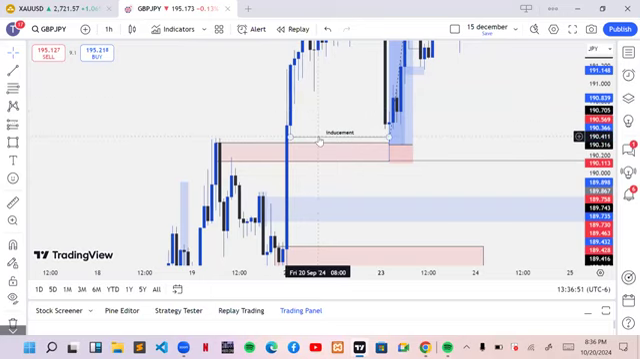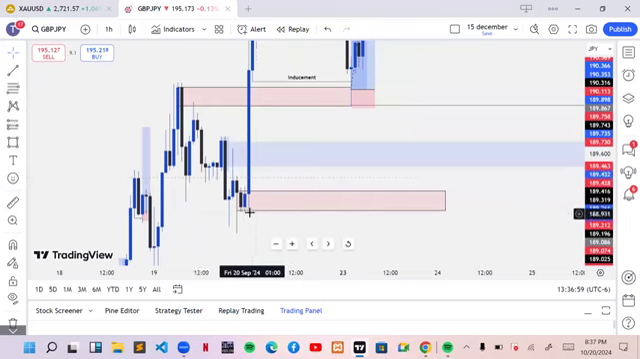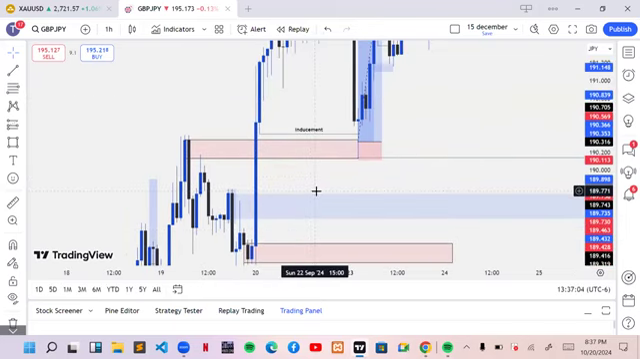The inducement is right here. Our breaker block was never mitigated during the first pullback. So this breaker block is valid to be used as entry, and this other block down here is also valid to be used as entry. But which one are you going to pick? You're going to pick the one that is closest to liquidity. So where is our liquidity?